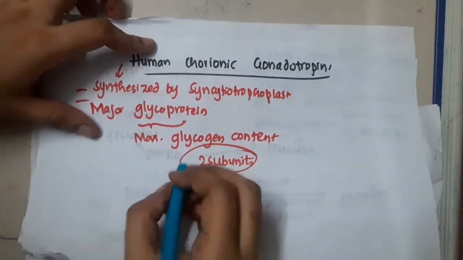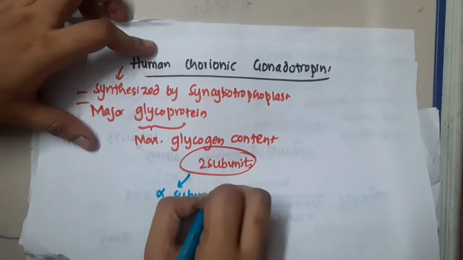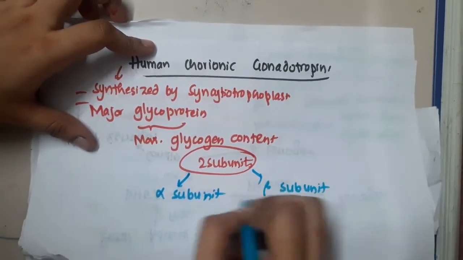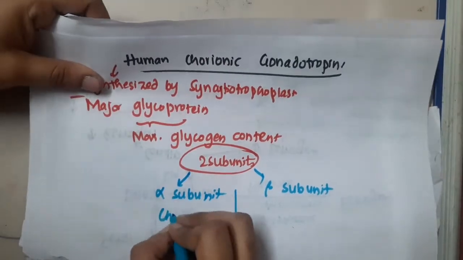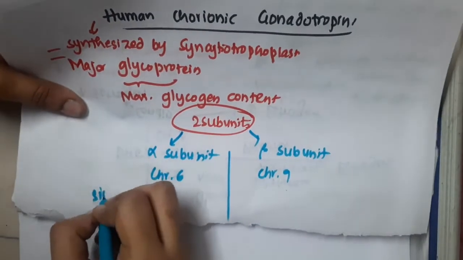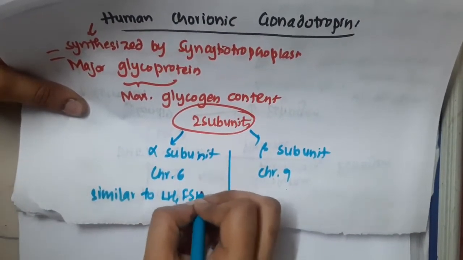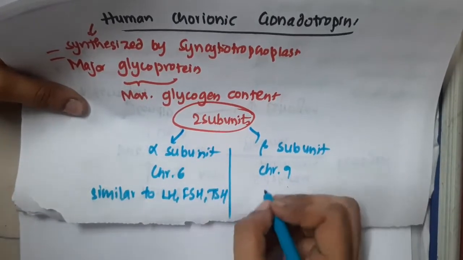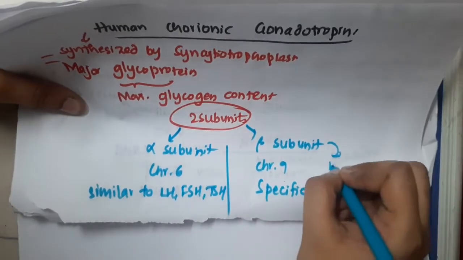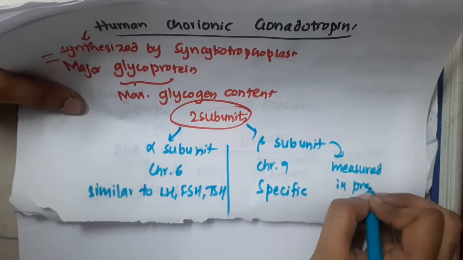One, it has an alpha subunit. Second, it has a beta subunit. Alpha subunit is seen on chromosome 6, beta subunit on chromosome 9. Alpha subunit is similar to LH, FSH and TSH, whereas this beta subunit is specific. This beta subunit is the one which is measured in pregnancy.